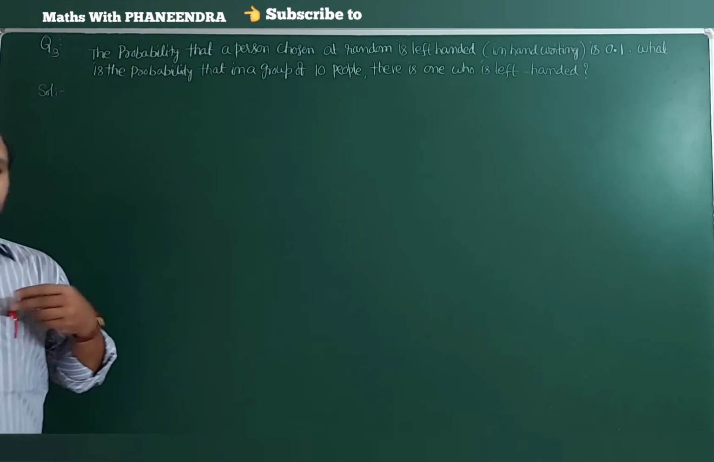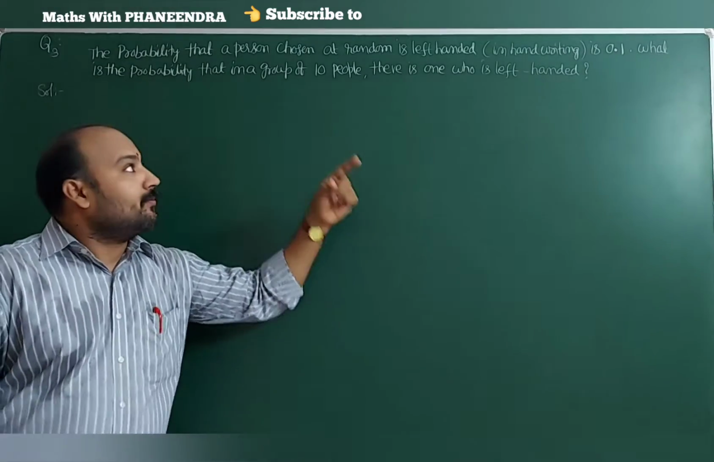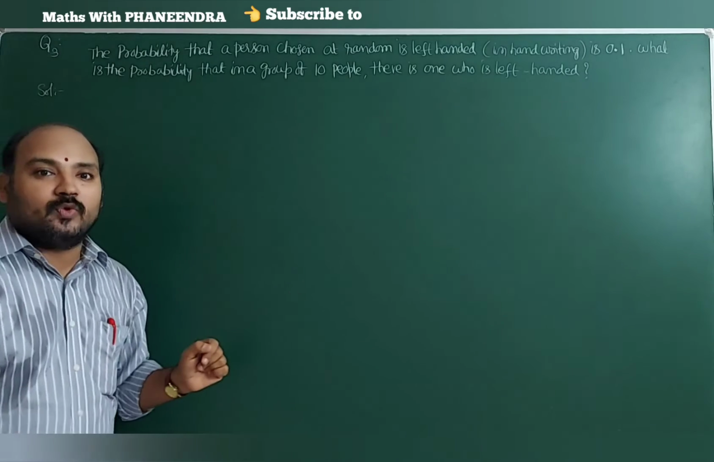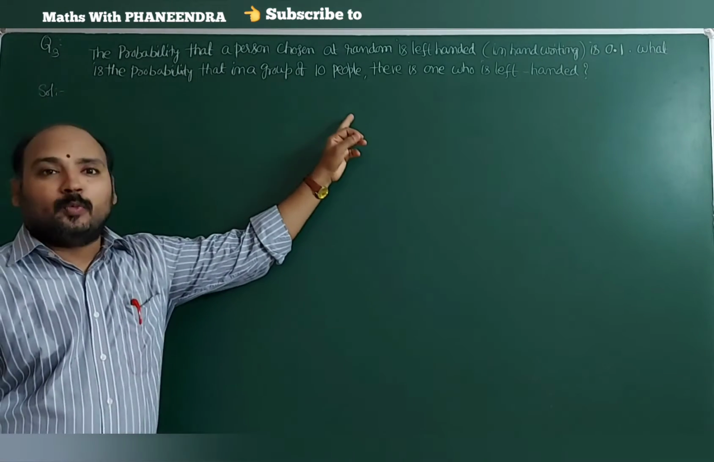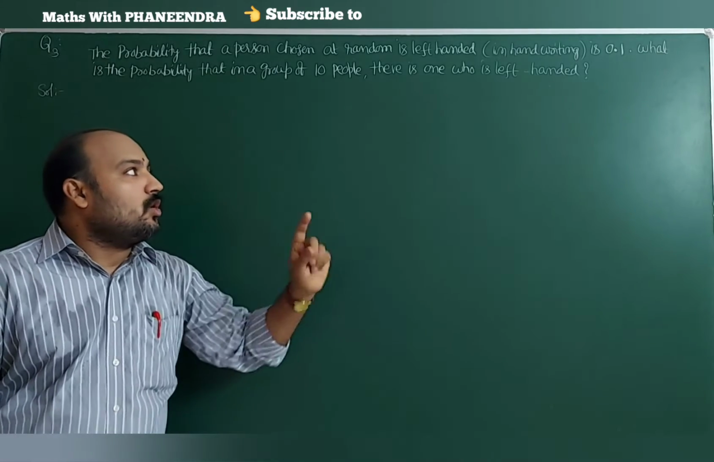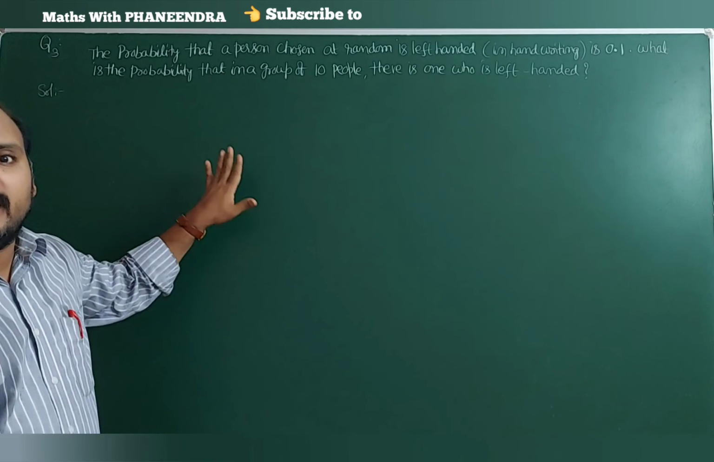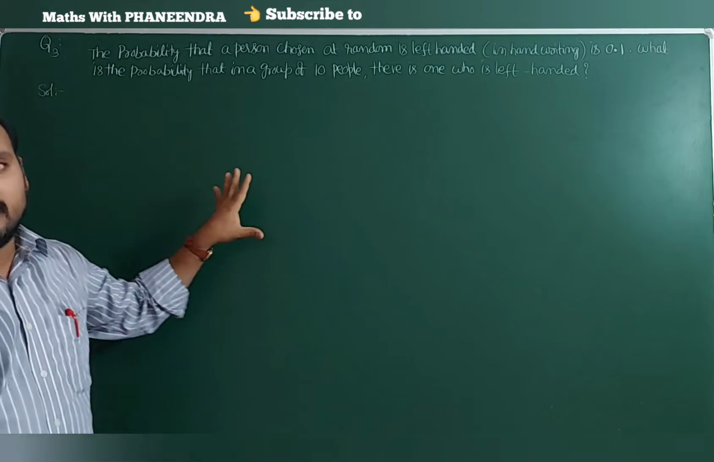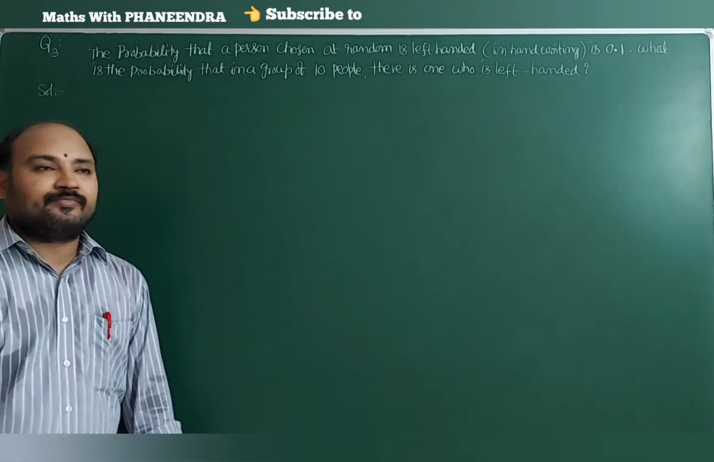The next question, number 3. The probability that a person chosen at random is left-handed in handwriting is 0.1. What is the probability that in a group of 10 people there is one who is left-handed? So, very simple question. It is there in the model paper in TS. In the model paper provided, this is one of the important questions.